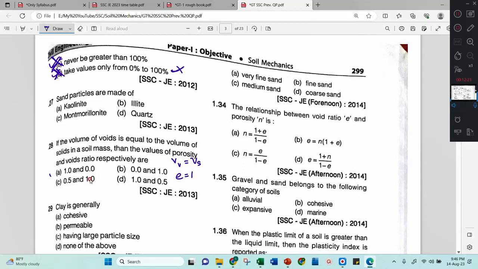Which option? This option and this option. Then n equal to e divided by 1 plus e. Then 1 divided by 1 plus 1, that is 2. That is 0.5. Then n equal to 0.5. D option is the correct answer. This is wrong answer.